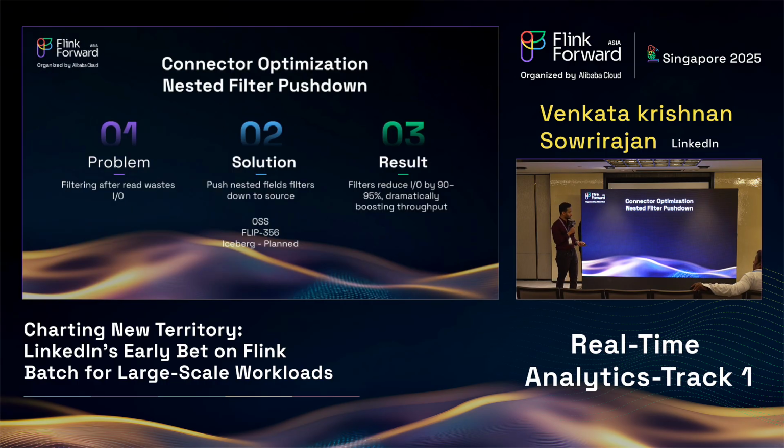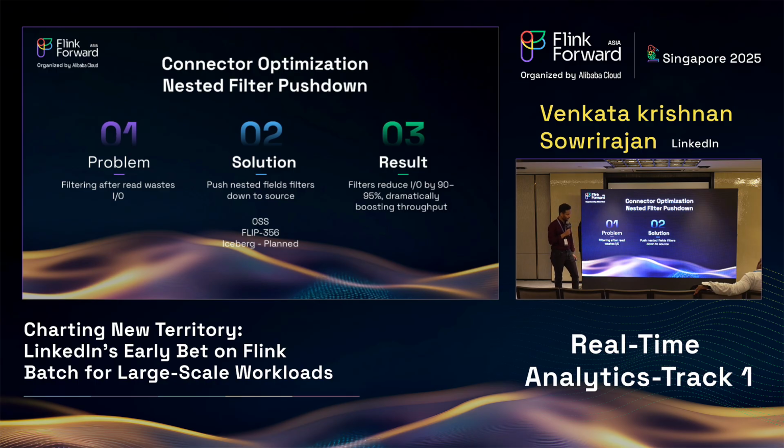The first thing is the need for nested filter pushdown. Flink didn't support nested field filter pushdown out of the box, though it did have support for filter pushdown in general. So this was very critical, given this business logic had filters on the nested fields. Without that, when we ran it out of the box, the job had to read all the input data and then filter later, which significantly degraded the overall throughput.